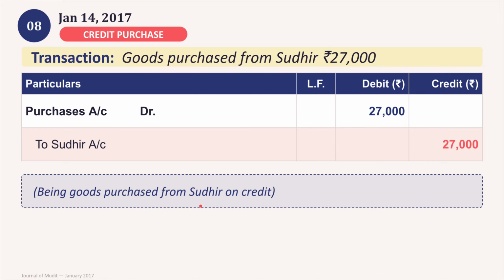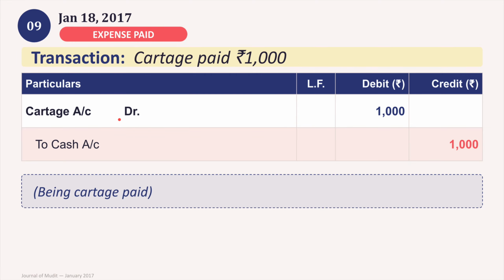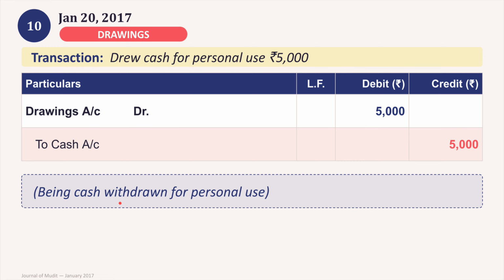So being goods purchased from Sudhir on credit will be the journal entry. Next, expense paid. What is this expense? Cartridge paid 1,000. So cartridge is an expense. So cartridge account debit, in the debit column you will write 1,000. To cash account you will write in the credit column. So cash is an asset, so decrease in asset has to be credited, being cartridge paid.